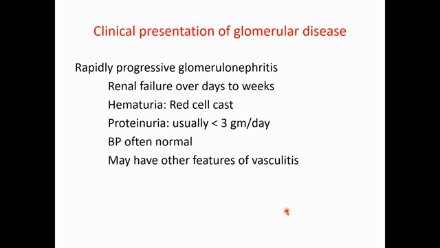Vasculitis patients present with rapidly progressive glomerulonephritis. These patients may present with hemoptysis, pharyngitis, otitis media, skin vasculitis, and skin rash may be present.